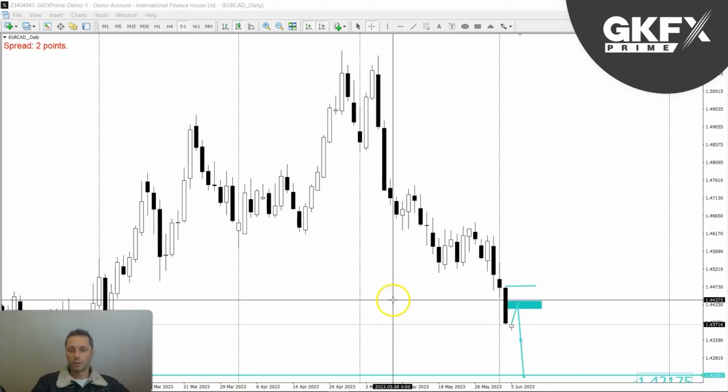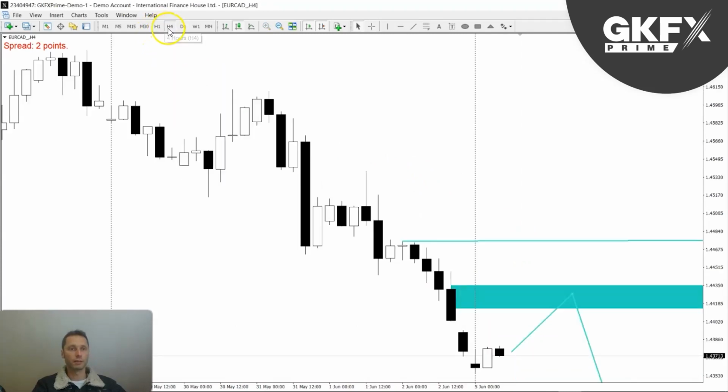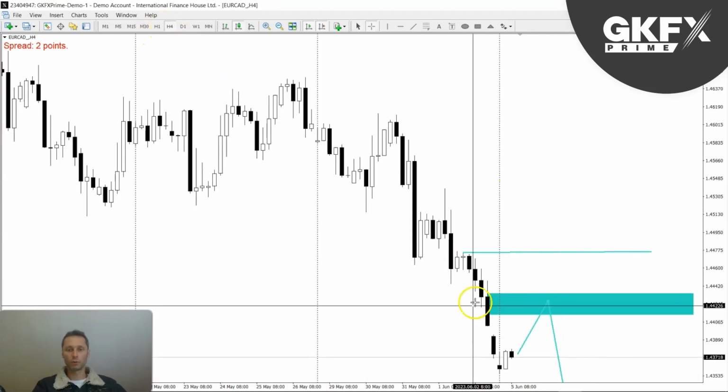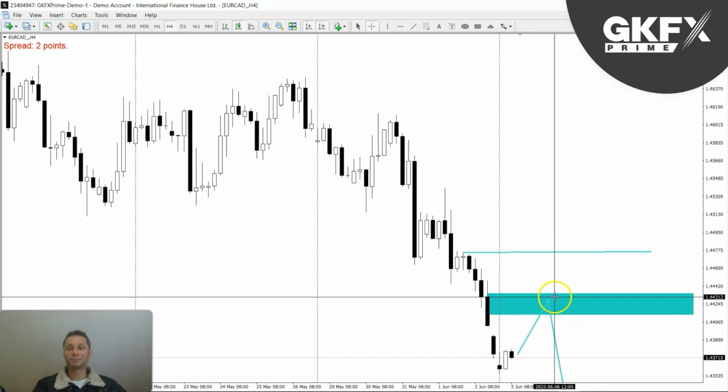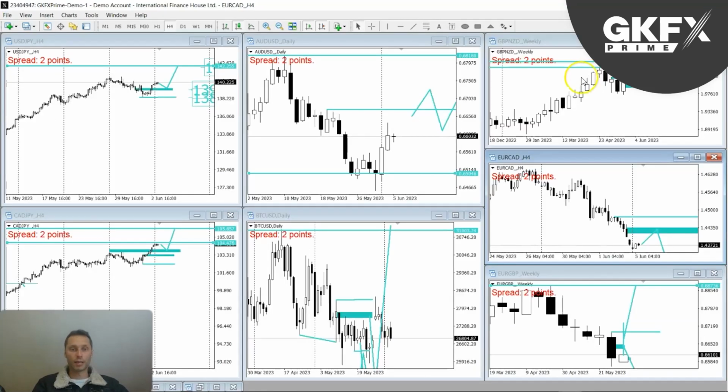So now we've got our idea marked out. This will be what we're looking for on EURCAD, and let's see how it plays out, and if the price action lines up with our idea. We do have Euro news, CAD news, so it may be one to watch out for. Okay, EURCAD again, if you have any question, post your comment down below and we'll take a look at it.